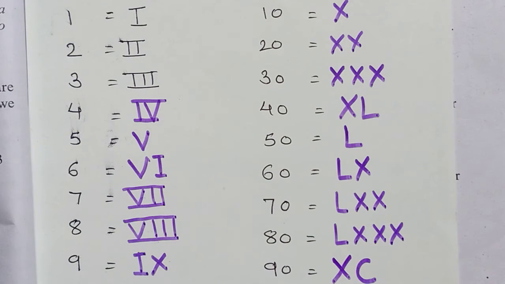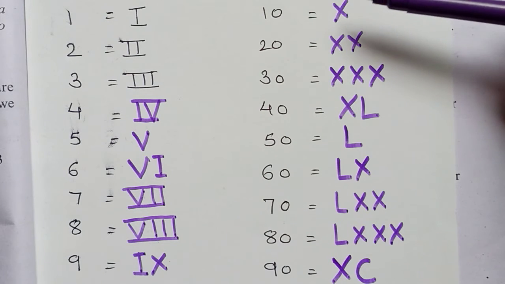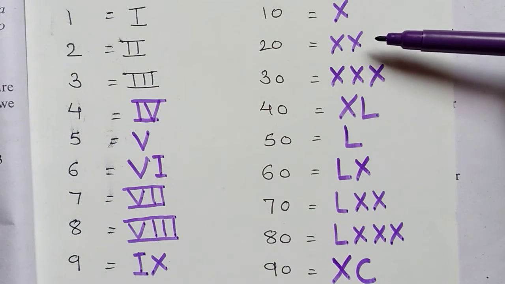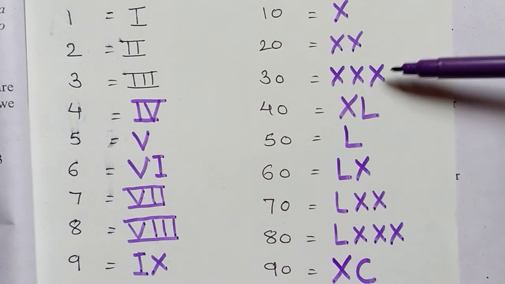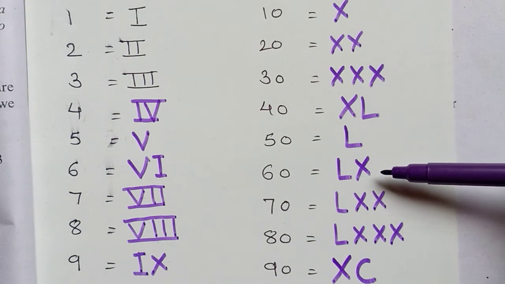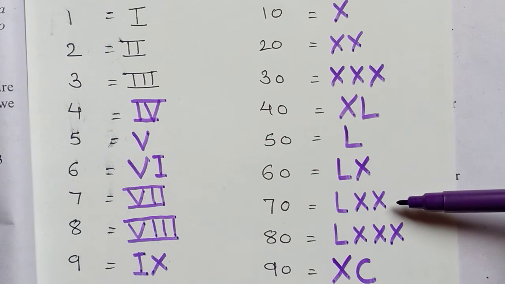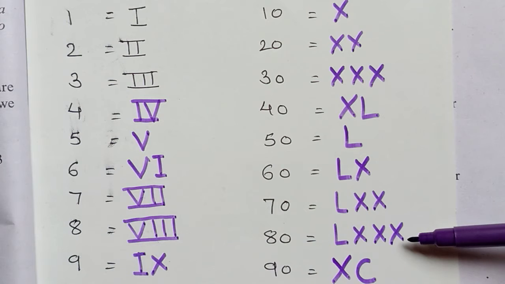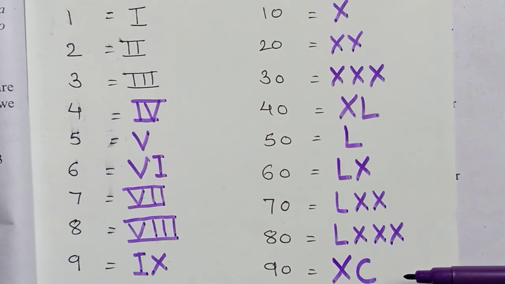Now as I told you to remember 1 to 9, same way you just remember 10 X, 20 double X, 30 triple X, 40 XL, 50 L, 60 LX, 70 L double X, 80 L triple X, and 90 XC.